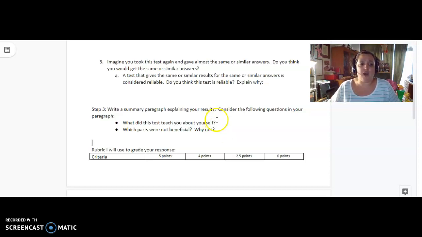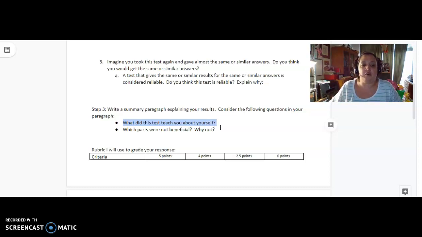you're going to tell me, what did the test teach you about yourself? Guys, maybe the test didn't teach you anything. That's okay. Maybe you really know yourself. Or maybe you learned some cool new things. Or maybe you disagree with the test. You can tell me about all of that in step 3. Or you may not disagree at all. I mean, again, it's up to you. This is where you get to decide what to say.